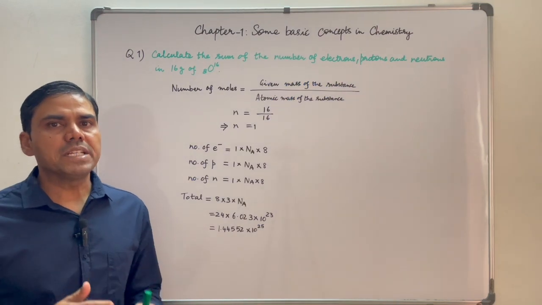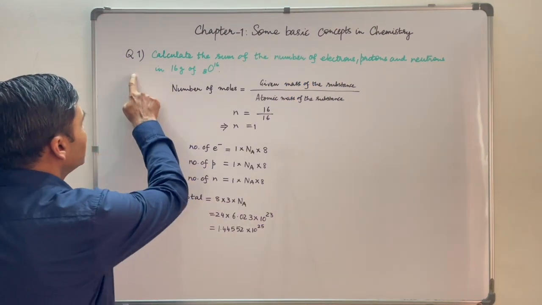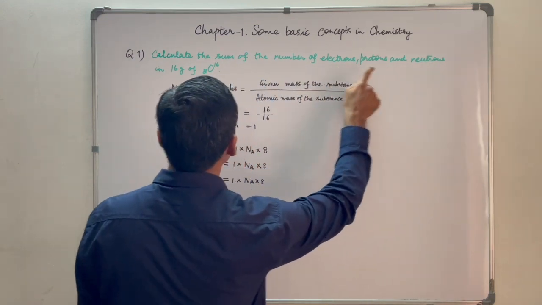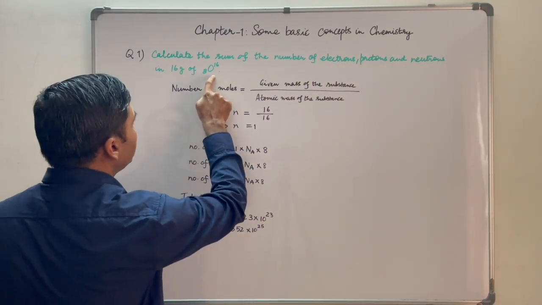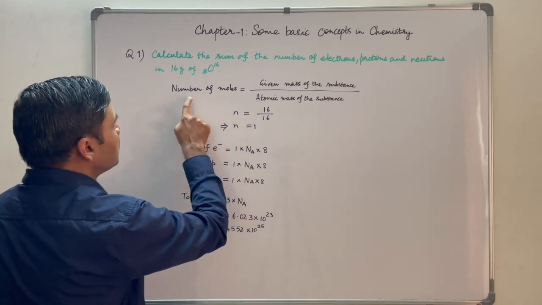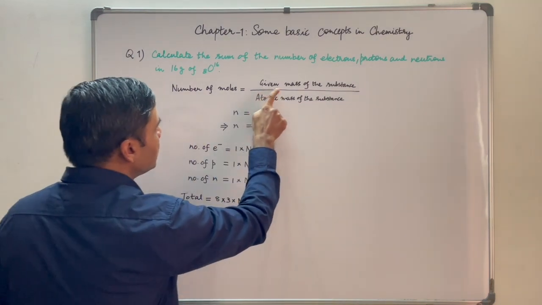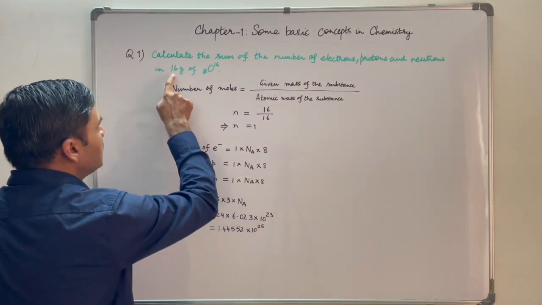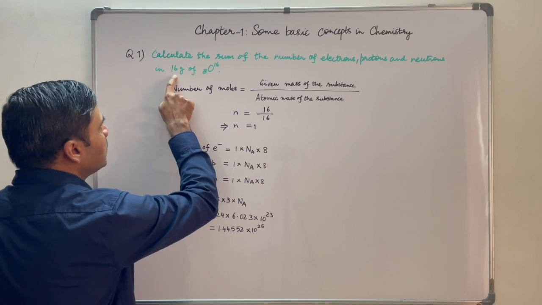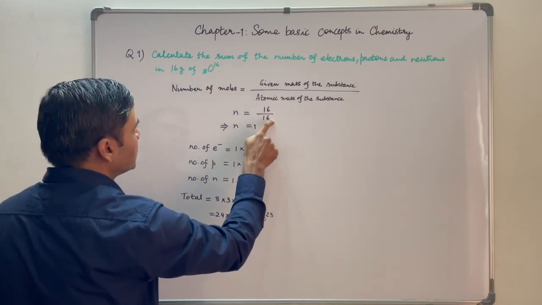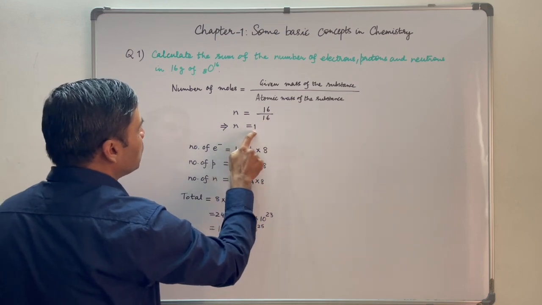Now let us see some questions. First question, calculate the sum of the number of electrons, protons and neutrons in 16 gram of O16. First we will calculate the number of moles. Number of moles is given as given mass of the substance upon atomic mass of the substance. Given mass of the substance is 16 gram and atomic mass of the substance is 16. So 16 upon 16, that is number of moles is 1.